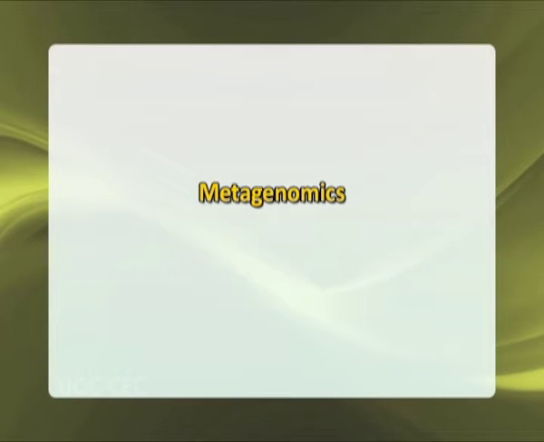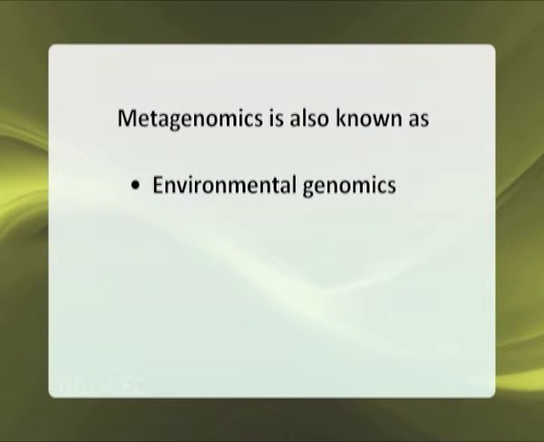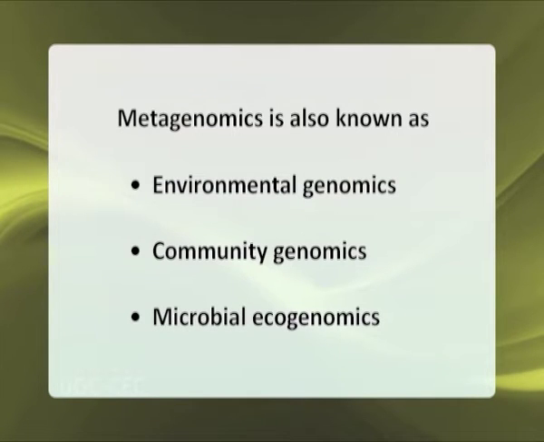Now, metagenomics. Metagenomics is the investigation of collective microbial genomes retrieved directly from environmental samples and does not rely on cultivation or prior knowledge of the microbial communities. Metagenomics is also known by other names such as environmental genomics, community genomics, or microbial ecogenomics.